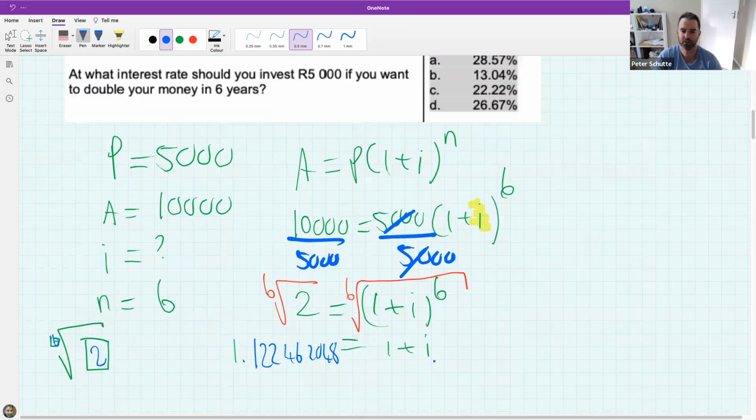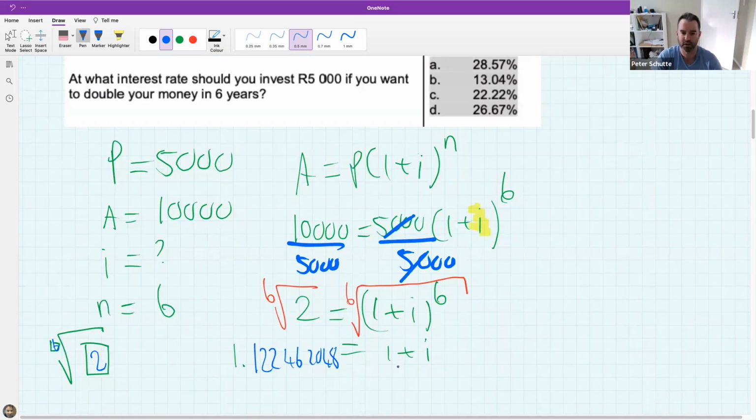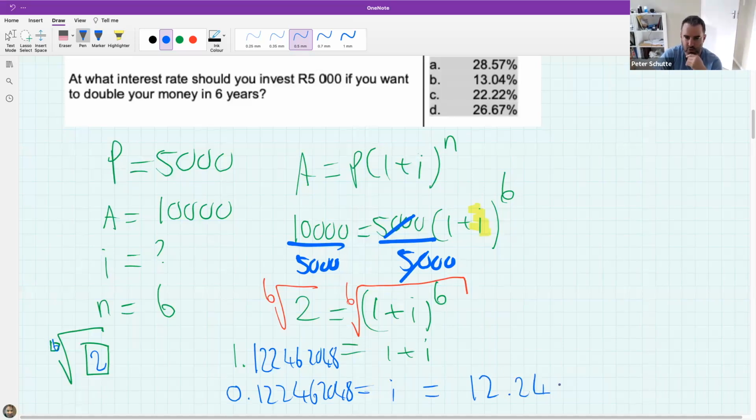And if you want to solve for I, all you need to do is take 1 away from both sides. And so what we get is, take away 1 from both sides to get I, we are going to get 0.122462048. Now, everyone, what I'm spotting is if I wrote this as a percentage, it would be 12.24%.